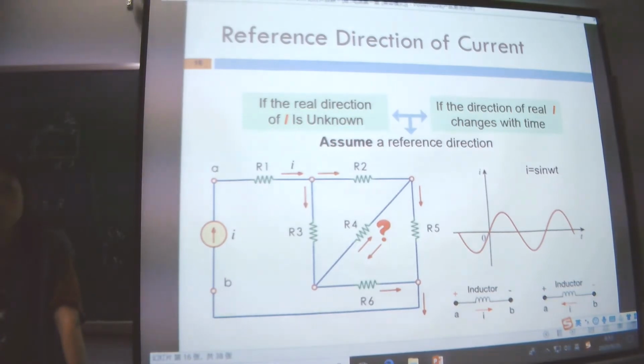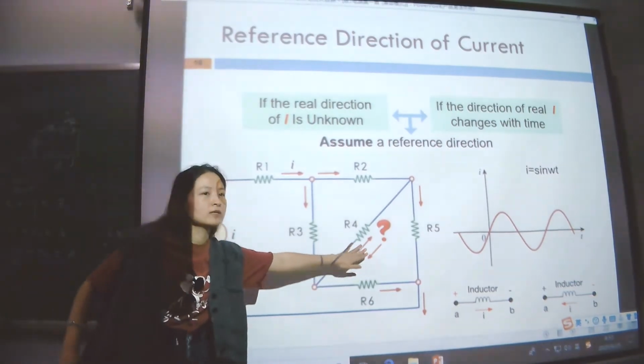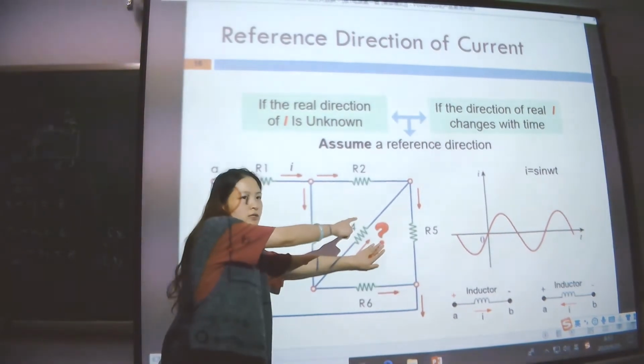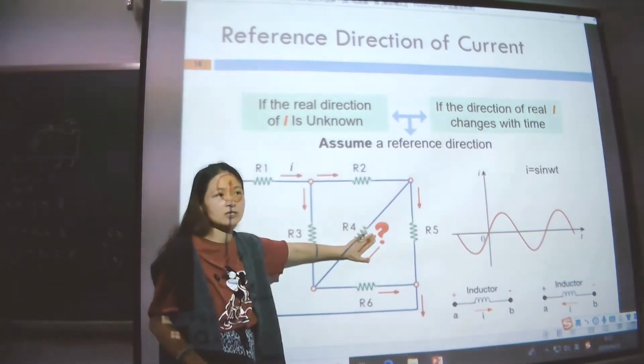So what do we need to do now? We need to find the equivalent value. We give a reference one, so we don't need to care about the real one. We just give it an arrow, this one or this one, but just one. When the result is positive, this one is the direction. If the result is negative, the real direction is this one. Okay.